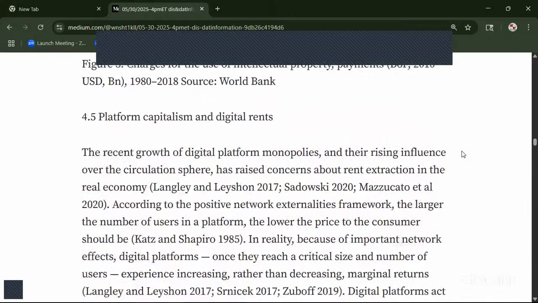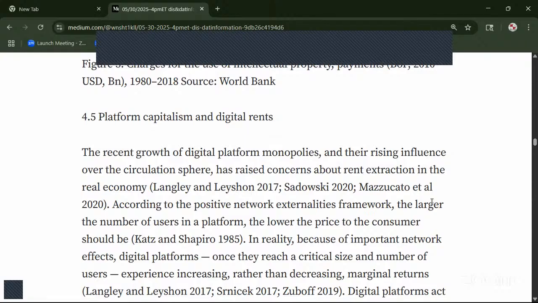4.5, platform capitalism and digital rents. The recent growth of digital platform monopolies and their rising influence over the circulation sphere has raised concerns about rent extraction in the real economy. According to the positive network externalities framework, the larger the number of users in a platform, the lower the price to the consumer should be. In reality, because of important network effects, digital platforms, once they reach a critical size and number of users, experience increasing rather than decreasing marginal returns.